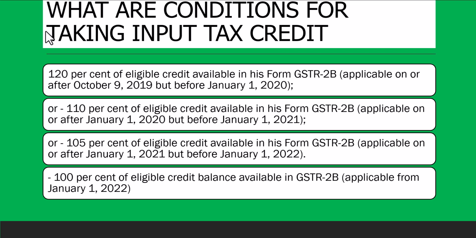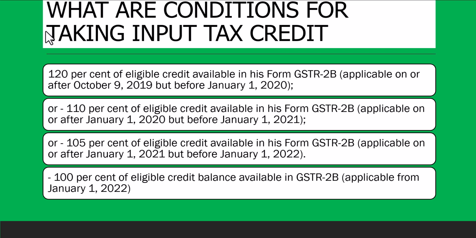So now finally, which is applicable in the last column, 100%. The last box becomes the most important thing now because all other dates have gone. 100% of the eligible credit balance available in GSTR 2B, applicable from January 1, 2022. So whatever is mentioned in GSTR 2B, eligible credit balance, only eligible.